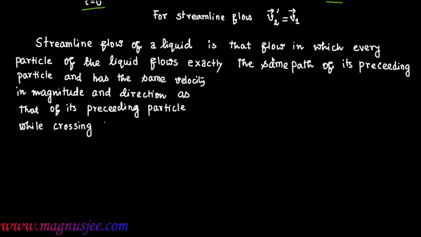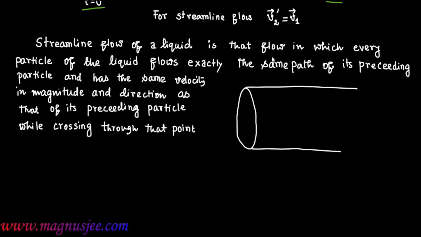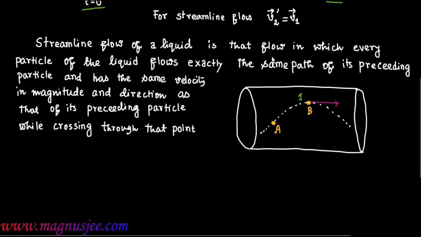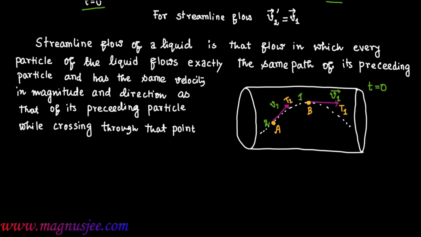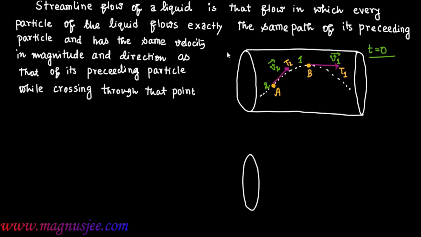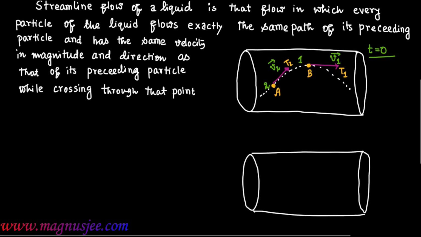While crossing through that point, we can draw a horizontal tube, and this is the imaginary curved line, that means streamline. At the point B, liquid particle 1 is trying to move with velocity vector v1 along the tangent at B. At the point A, particle 2 is moving with the velocity vector v2 along the tangent at A. That was at instant t equals 0.